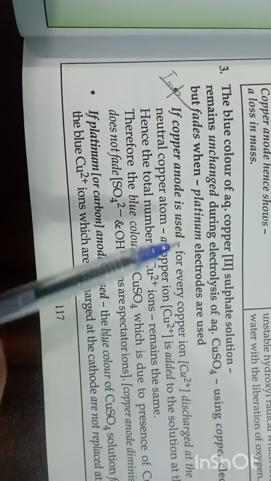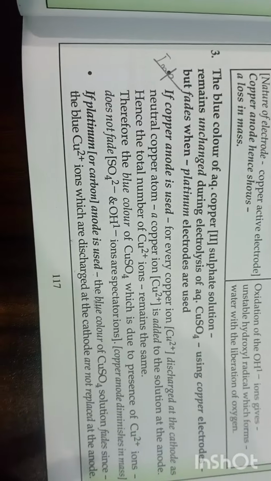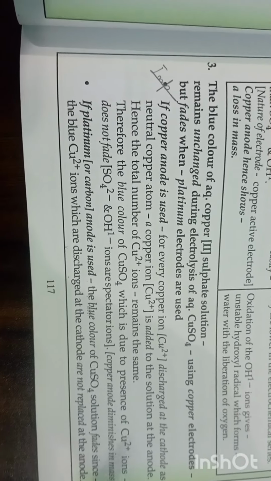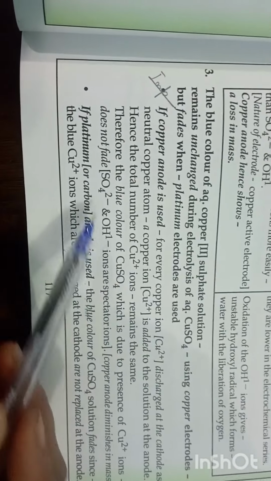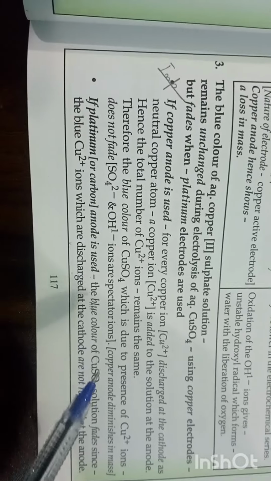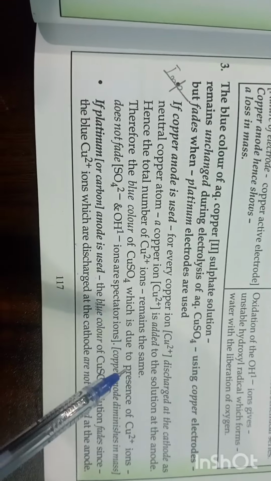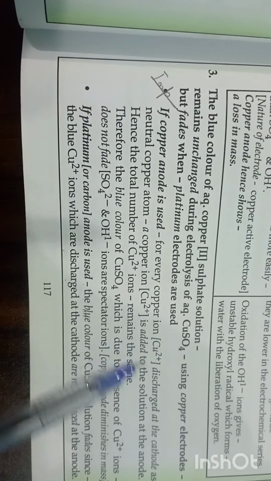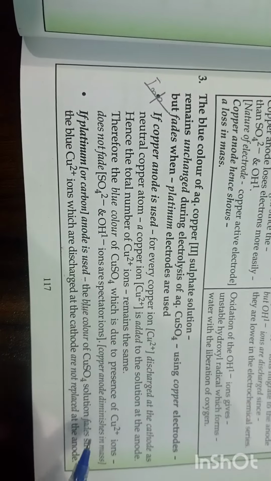Why? If a copper anode is used, for every copper ion discharged at the cathode as a neutral copper atom, a copper ion is added to the solution at the anode. The anode is itself supplying the ions and itself getting diminished. Therefore the blue color of the copper sulfate, which is due to the presence of copper ions, does not fade. Here sulfate and hydroxyl ions are the spectator ions, meaning these ions are present in the solution but do not take part in the reaction. The mass of the copper anode will get diminished.